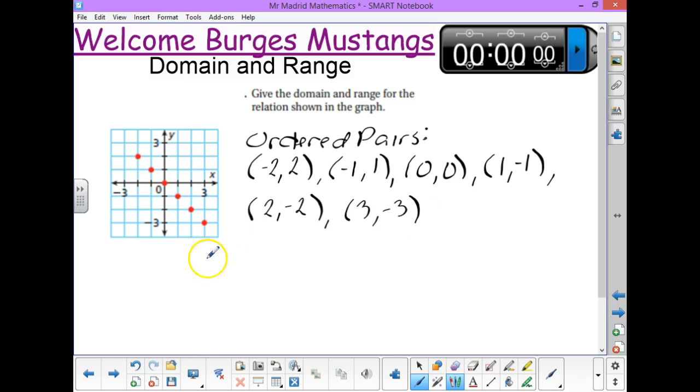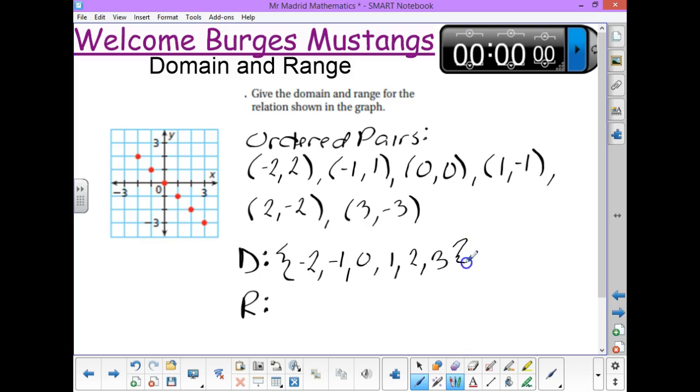Okay. So again, they want the domain and range, so let's give it to them. The domain, we'll just use the letter D. The range, the letter R. We'll use this brace here, and basically I'm going to insert all these individual values. So negative 2, negative 1. Here's the other x value, right? The domain is the x values. 0, 1, 2, and 3.